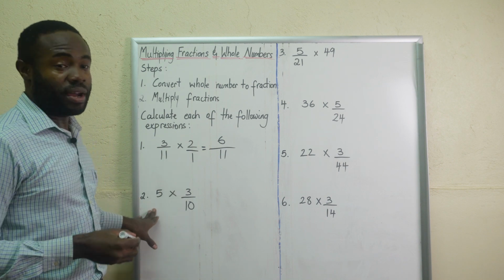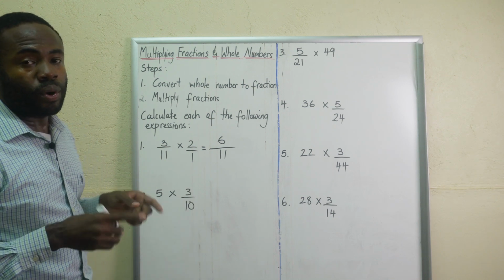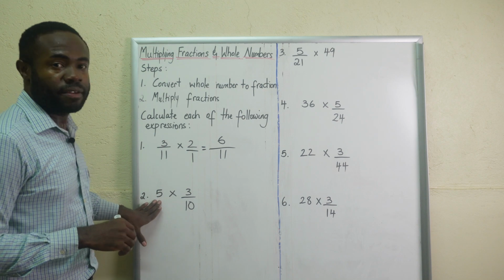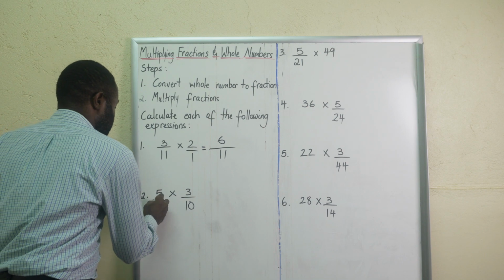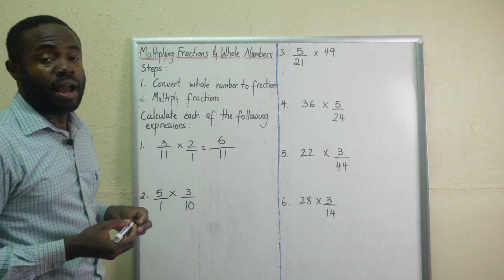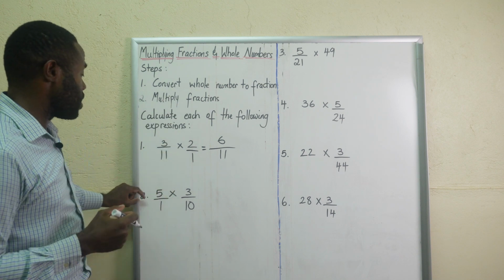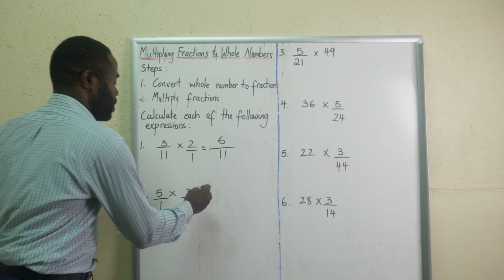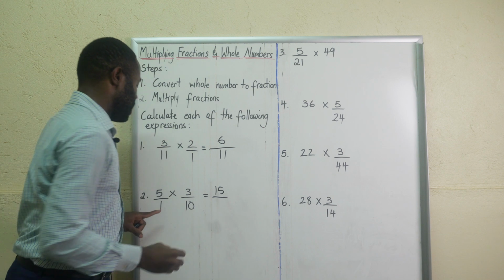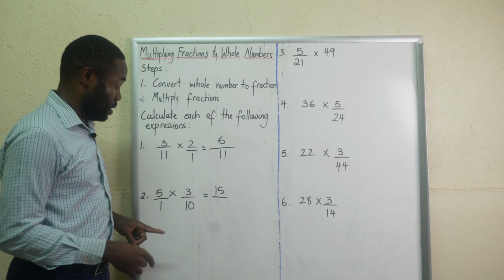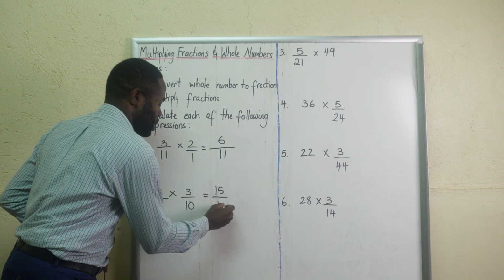In the second question, we have 5 times 3 over 10. Now, our whole number is 5. The first step is to divide that by 1. So it's 5 over 1. After we have done that, we should multiply fractions. Now, we multiply fractions by multiplying the numerators. So it's 5 times 3, which is 15. And then multiply our denominators, which are 1 and 10. So it's 1 times 10, which will give us 10.